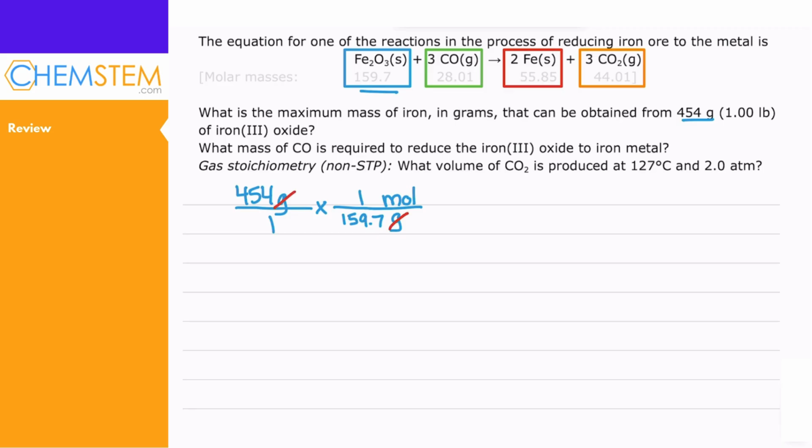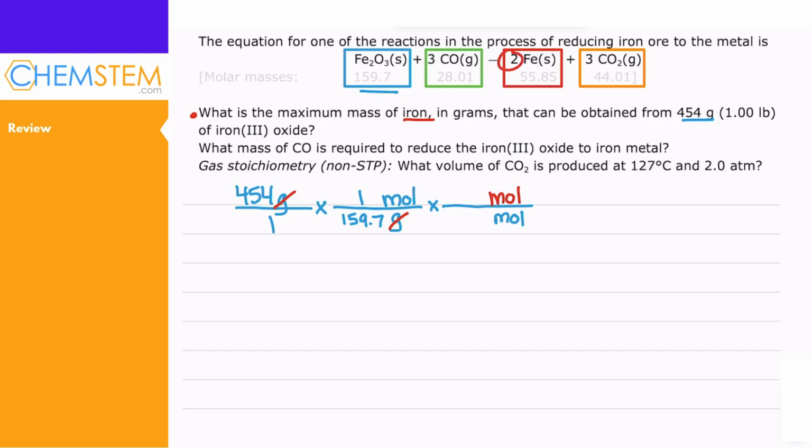We want to keep going because the first question does ask, what mass of iron in grams can we get from 454 grams of the iron(III) oxide ore? So let's keep moving. We're going to put moles in the denominator. Now remember, this blue means moles of the iron(III) oxide here. We want to go from moles of iron(III) oxide to moles of the pure iron, so we're switching over to red. Now, what is the molar relationship here?